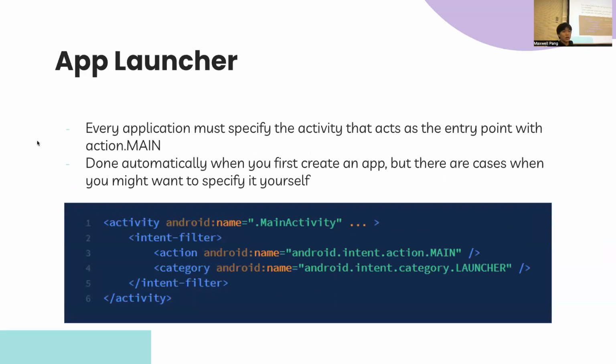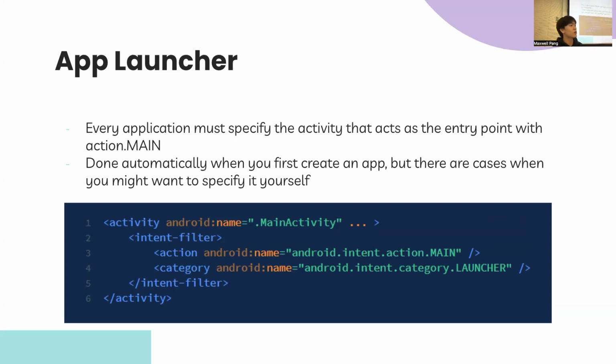So in the Android manifest file, every application must specify the activity that acts as the entry point with action.MAIN. This will be the activity that launches when you run the program, right? And so we'll say action android:name equals android.intent.action.MAIN. Generally, this will probably be your main activity, which could hold other activities or fragments inside of it.